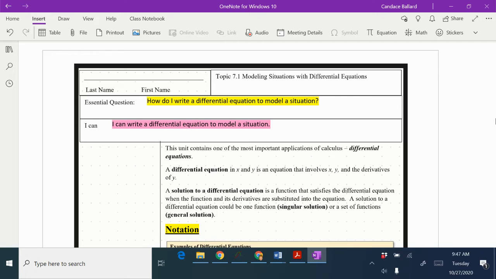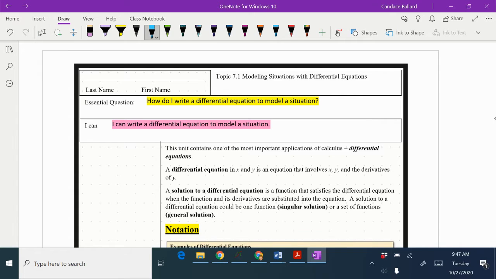A differential equation in x and y is an equation that involves x and y and the derivatives of x and y. A solution to a differential equation is a function that satisfies the differential equation when the function and its derivatives are substituted into the equation. A solution could be one singular function, or a set of functions, which we call the general solution. We will get more into those as we go throughout the unit.